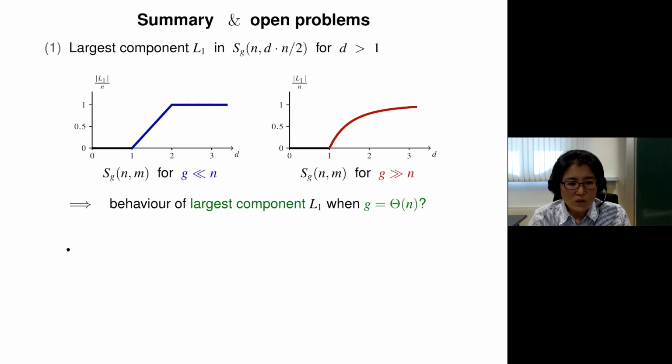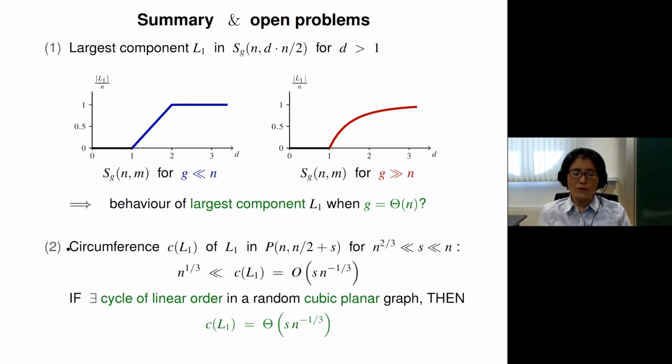The second thing that I mentioned is the conjecture about the circumference of the largest component in planar graphs. We had this lower and upper bound, and we say that the correct answer should be of order n times n to the minus 1/3. We believe that this should be true, and we also believe that there is a cycle of linear order in a random cubic planar graph. Cubic meaning that every vertex has exactly 3 neighbors. Why such a wild conjecture is posed is that the way we prove things depends heavily on cubic graphs as a base case.